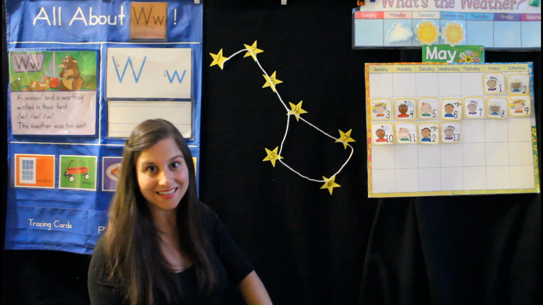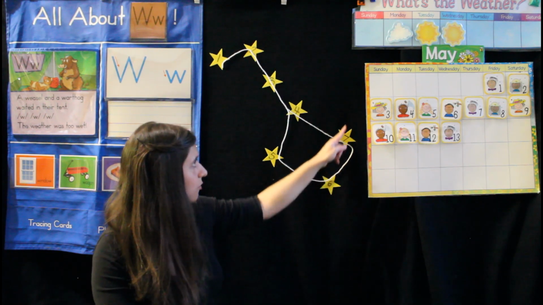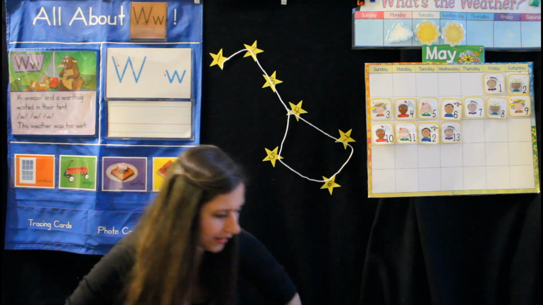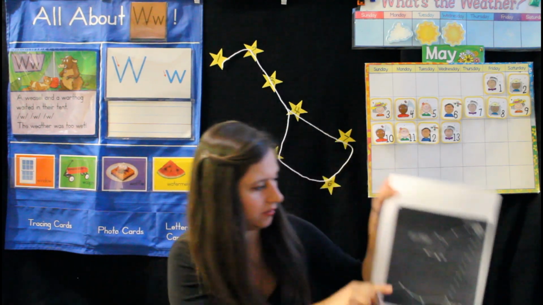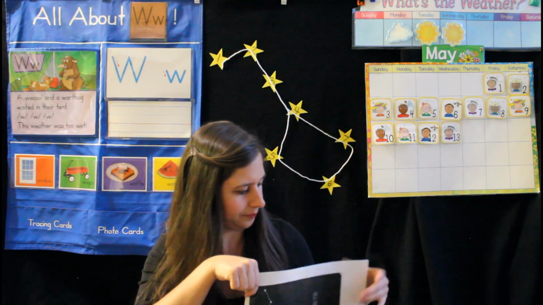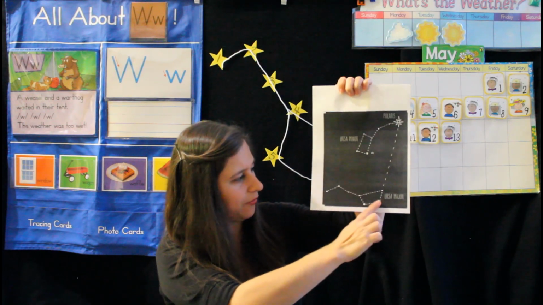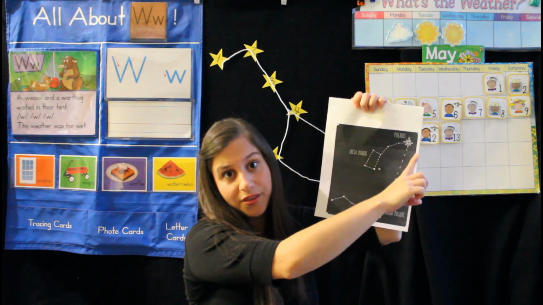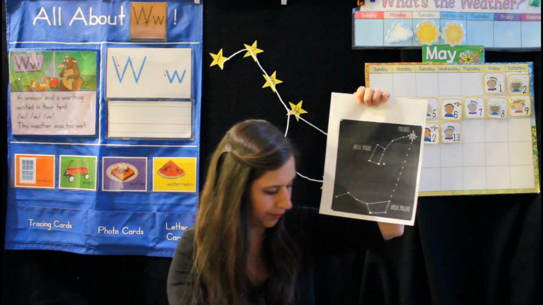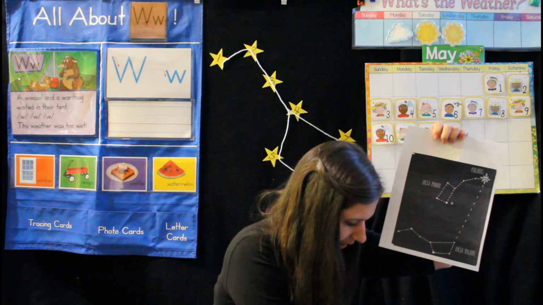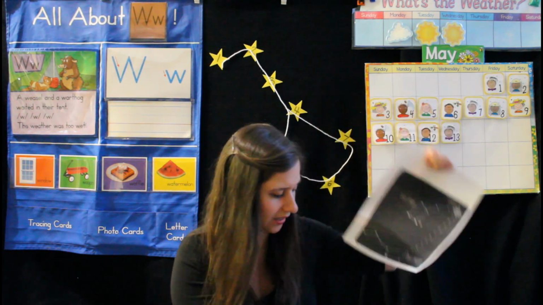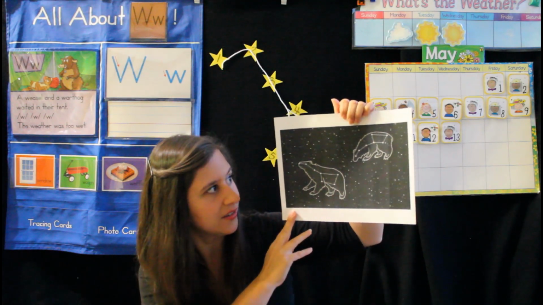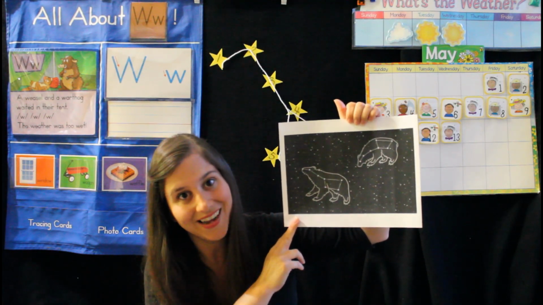Wow, we did it! If you follow the pointer stars, you would find the North Star at the edge of the Little Dipper. You can see that here. So here's the Big Dipper. And if we follow those pointer stars, we'll find Polaris, the North Star, and the Little Dipper. If we see them in the sky and we use our imagination, this is how we might imagine that they look like bears, like a picture in the sky.